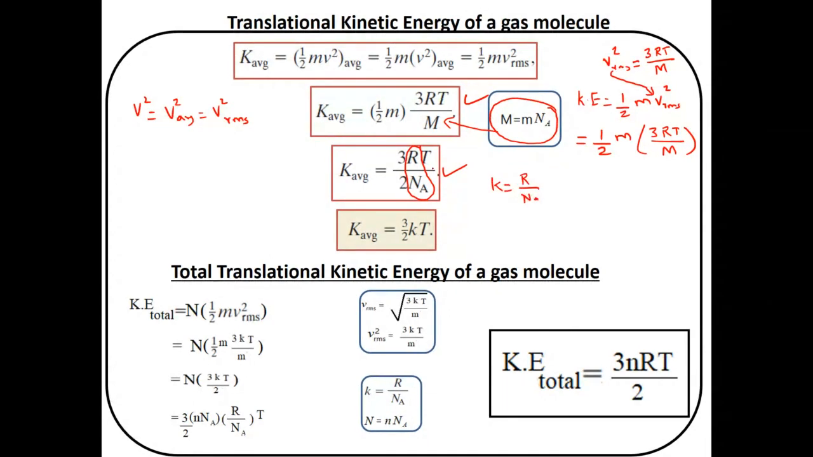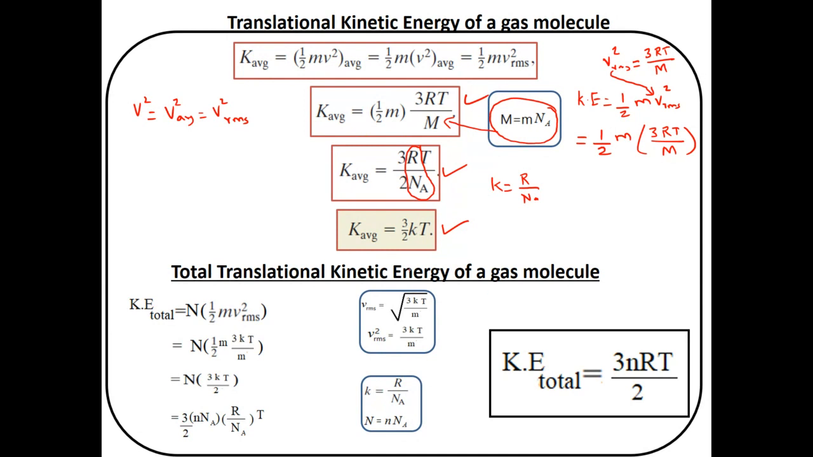Very good. So when you just replace this R over NA, we will get this equation. This is the formula for average kinetic energy. Likewise, if you want to find the formula for total kinetic energy, total means n number of molecules, it is applicable for n number of molecules.